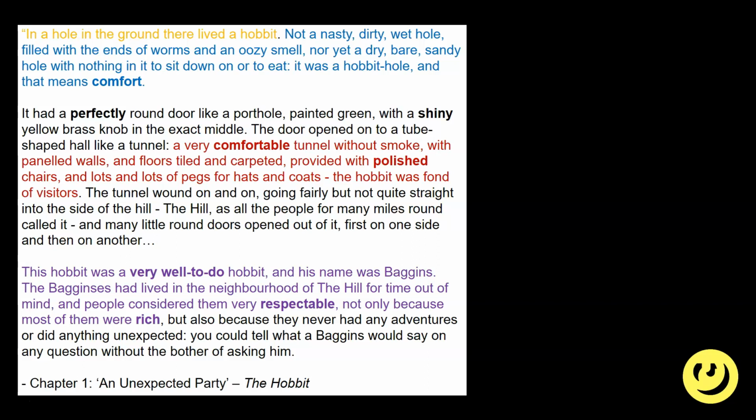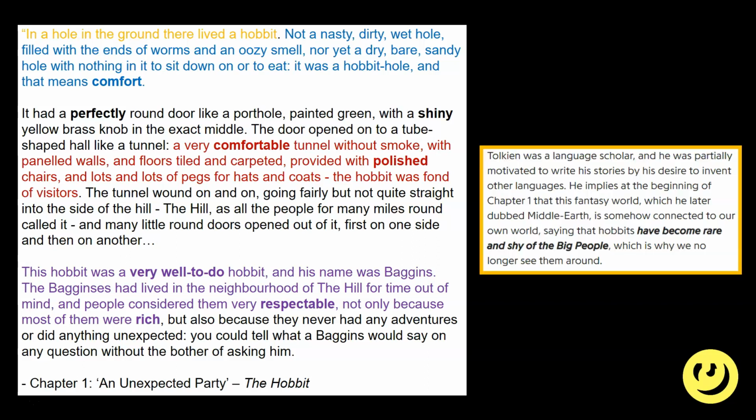This hobbit was a very well-to-do hobbit, and his name was Baggins. The Bagginses had lived in the neighbourhood of the hill for a time out of mind, and people considered them very respectable, not only because most of them were rich, but also because they had never had any adventures or did anything unexpected. You could tell what a Baggins would say on any question without the bother of asking him.